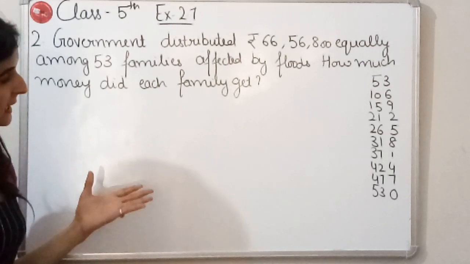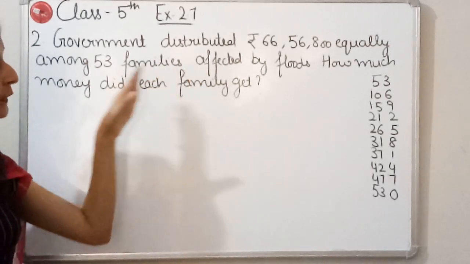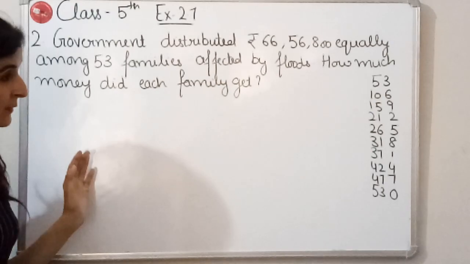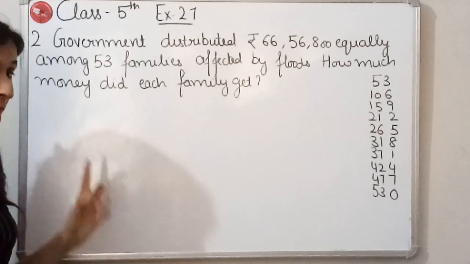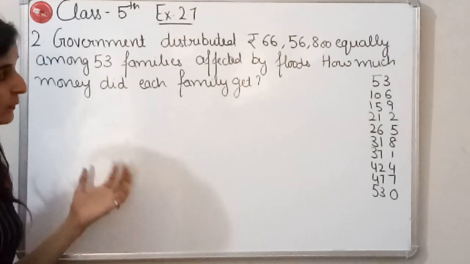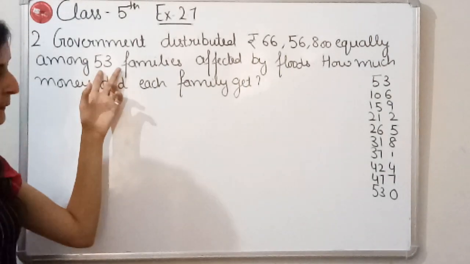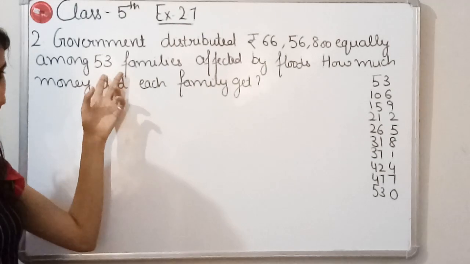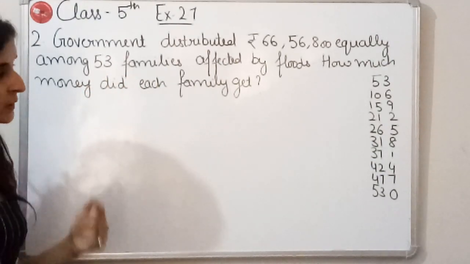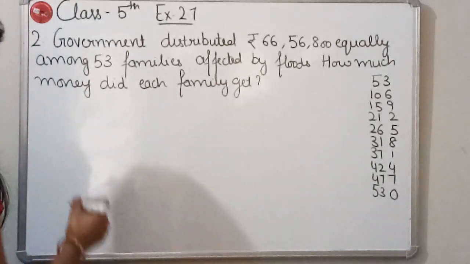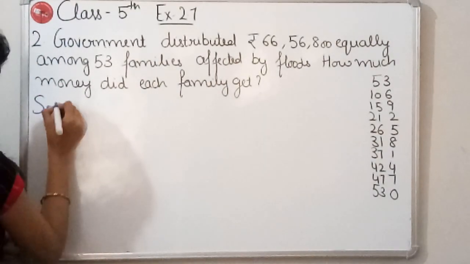Or we can say the money distributed to 53 families, and we have to find out money distributed to one family. So again we have given for 53, it means we have given for many, and we have to find for one. So for that we will do division. So let us start solving this question.